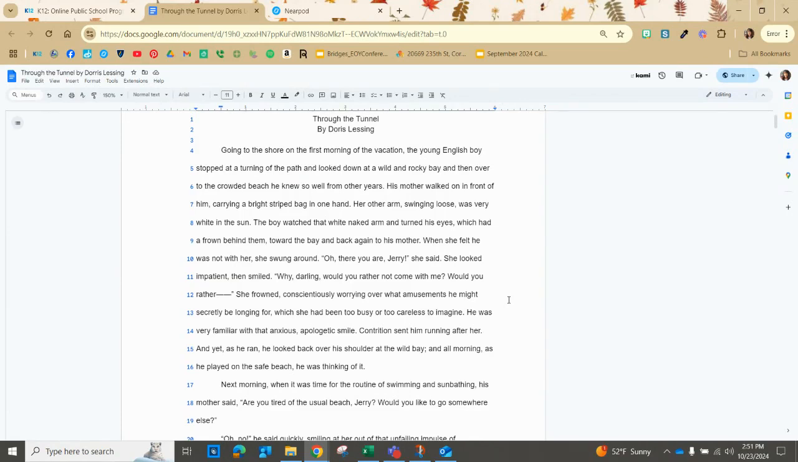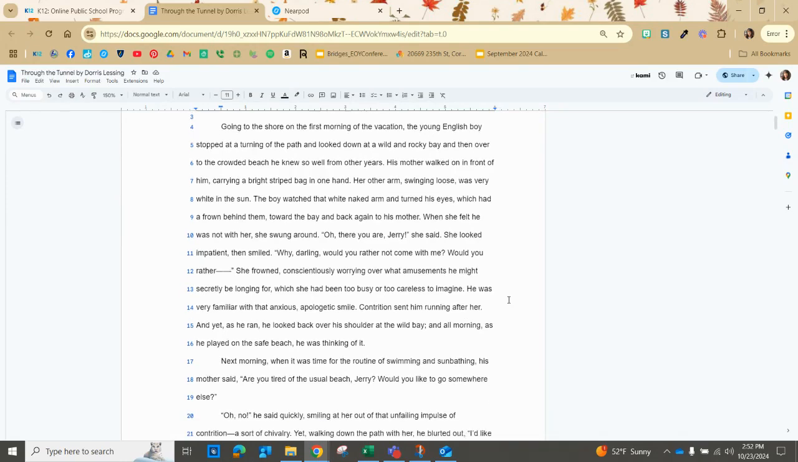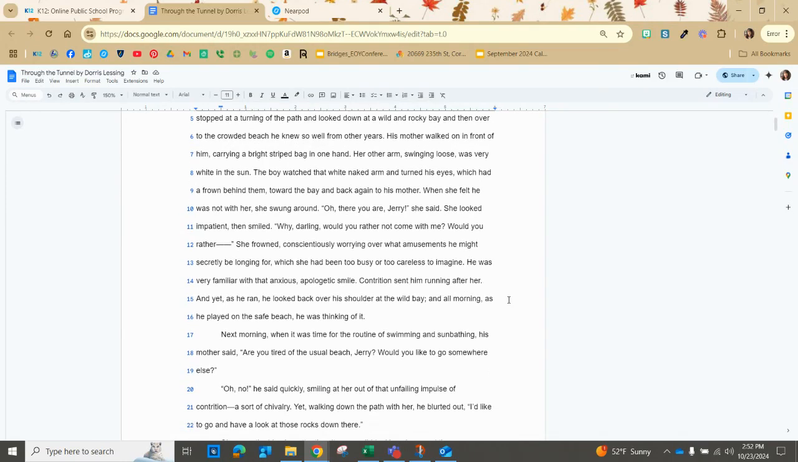And they refer to it as this wild place a few times in the story. So he's looking at both things. He's looking at the rocky bay and then over to the crowded beach that he knows so well. The one he's familiar with, the bay he's not familiar with. And he's walking with his mother in front of him and following her. She even remarks, "Oh, there you are, Jerry," because she felt that he was not with her. So she wants to make sure he's following close behind, right?